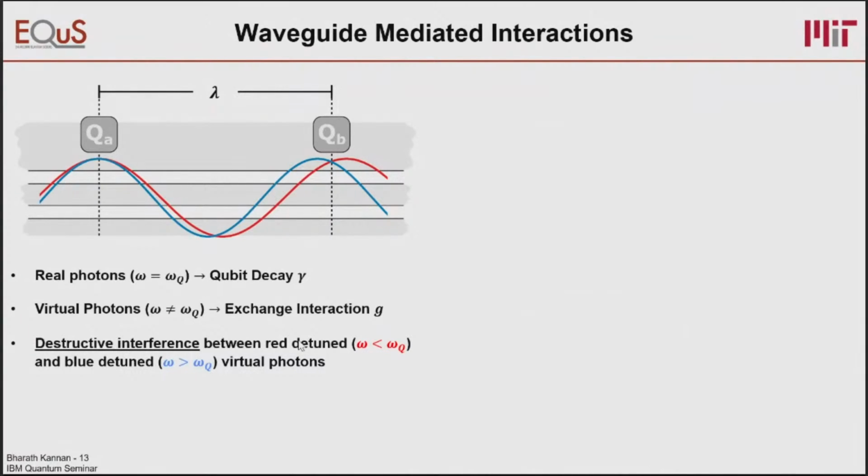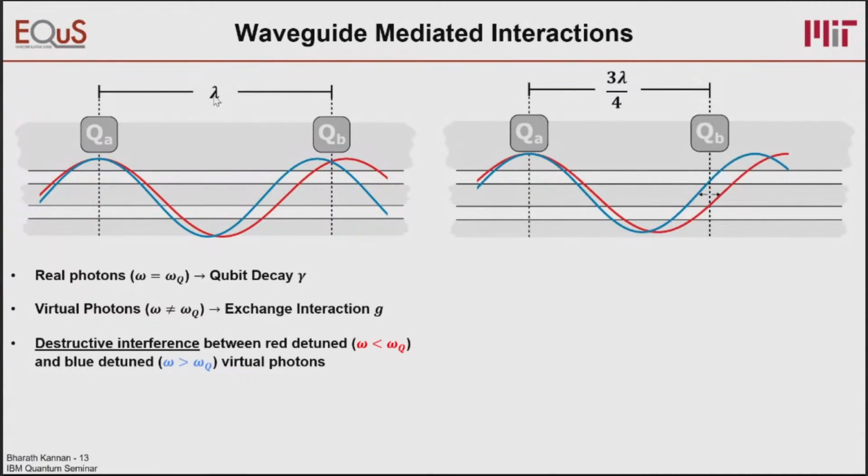And so it turns out that for the spacing of 1 wavelength, the contribution to this virtual exchange interaction that is mediated by the red detuned photons, those that are lower than the qubit frequency, destructively interferes with the contribution from the blue detuned photons, those that are higher than the qubit frequency. And so as a result, the net interaction strength between these two qubits at a one wavelength spacing is 0.